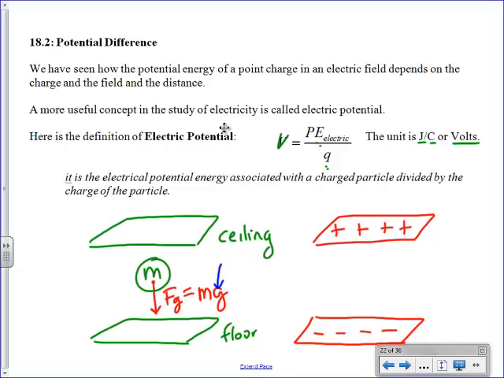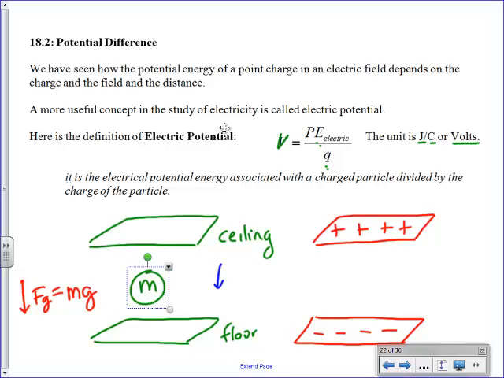Okay, now we learned about potential energy of a mass. We learned that if you take a mass and you move it a certain height, like let's say I start here and I end up here, that change in height will determine the change in potential energy of the mass.